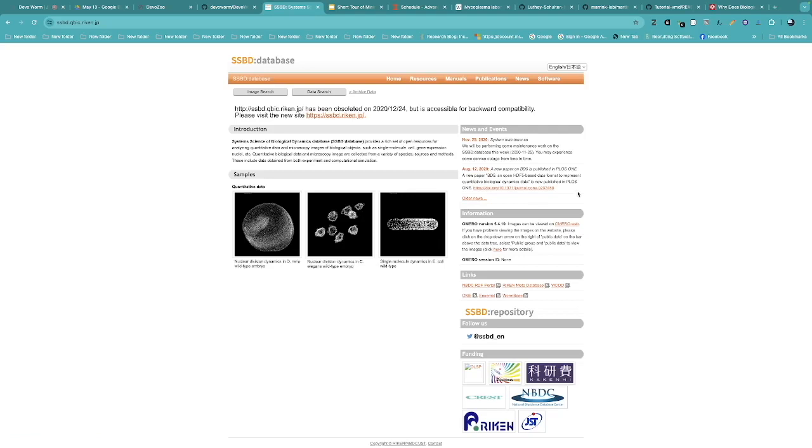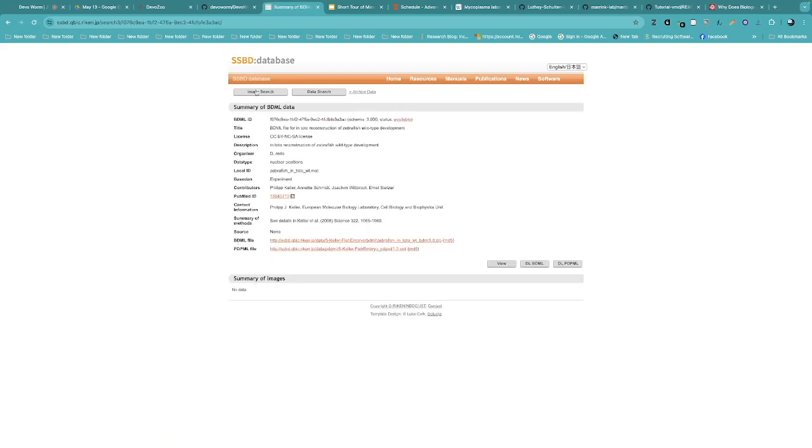So this is a database that gives a lot of these different resources. We have quantitative data of different types. This is a stub for zebrafish. This has the nuclear positions of zebrafish. This is from Philippe Keller. This is from a Science paper in 2008. They published their data set.